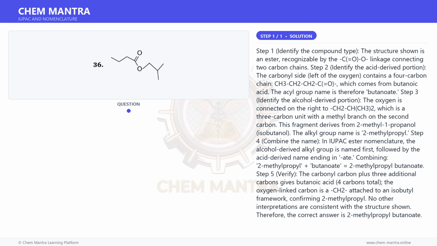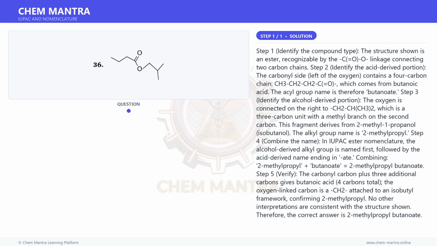Step 3. Identify the alcohol-derived portion. The oxygen is connected on the right to CH2CH(CH3)2, which is a 3-carbon unit with a methyl branch on the second carbon. This fragment derives from 2-methyl-1-propanol, isobutanol. The alkyl group name is 2-methylpropyl.